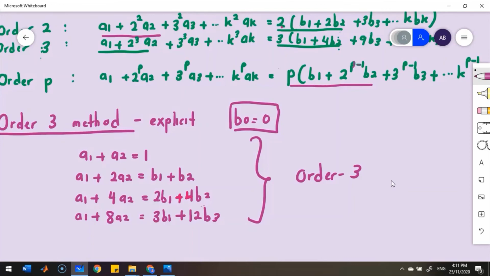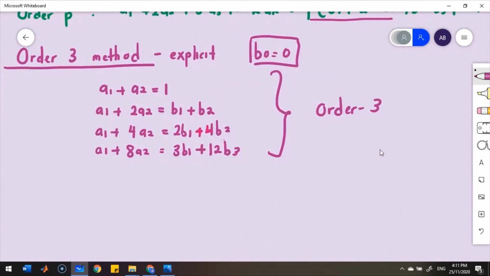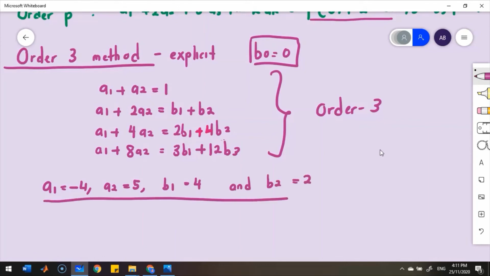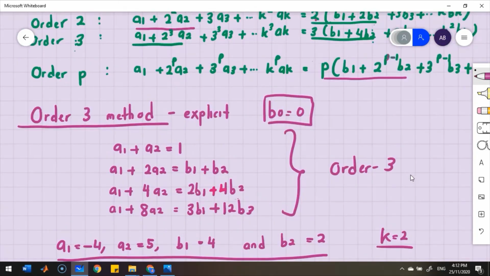So how can you find the constants here? Many researchers have done it with several choices. If you look at a1 equals -4, a2 equals 5, b1 equals 4, and b2 equals 2, with this choice you can get a two-step method of order 3: y_n equals 5y_{n-2} plus h times f_{n-1} plus 2f_{n-2}. This is for k equals 2, the two-step explicit method of order 3.